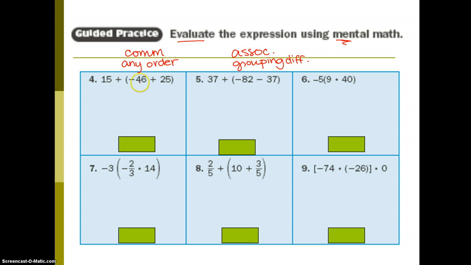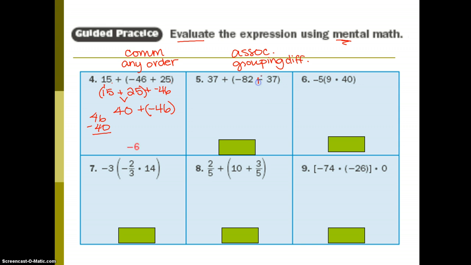Number 4. You can see that I automatically think, oh, 5 and 5 when I add is 10. So I'm going to use the commutative property to reorder my numbers. And then I'm going to group the first 2 together, that's the associative property, and I'm going to add those. 5 plus 5 is 10, carry the 1, 2, 3, 4, 40. Now add -46, different signs, so you should subtract. Answer is -6, because 46 is bigger.